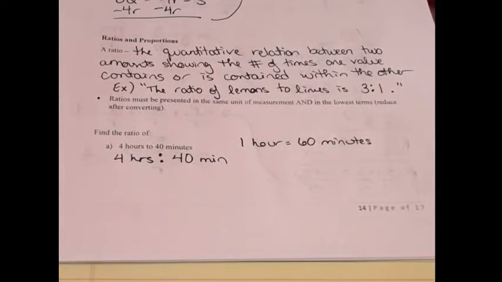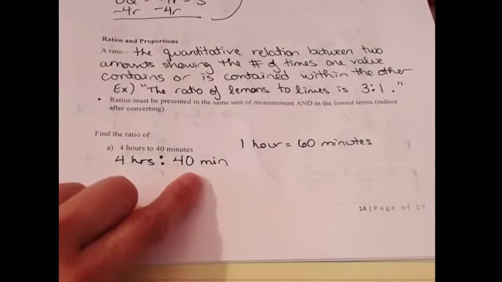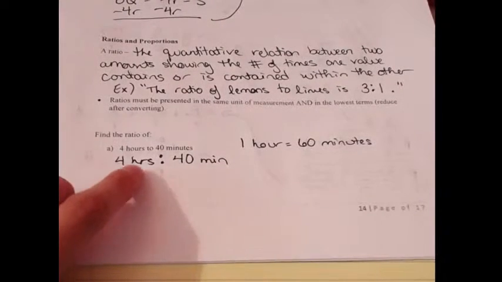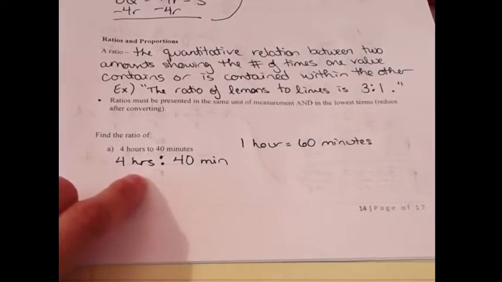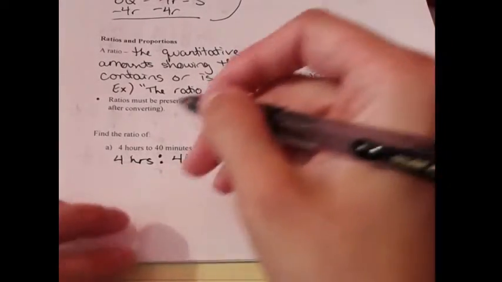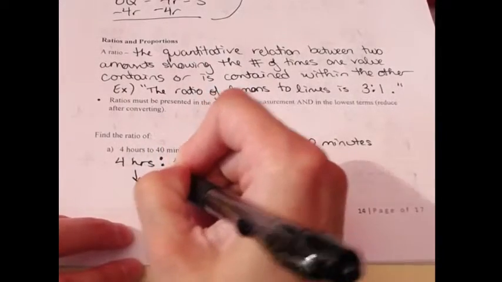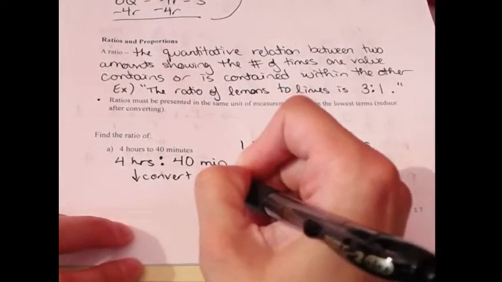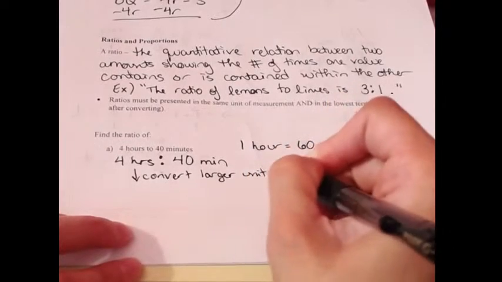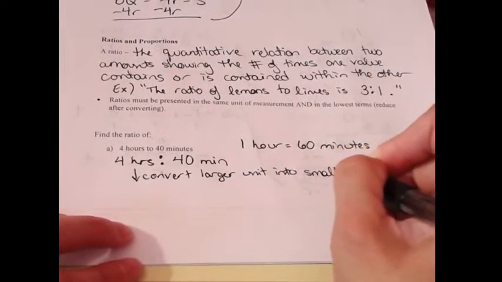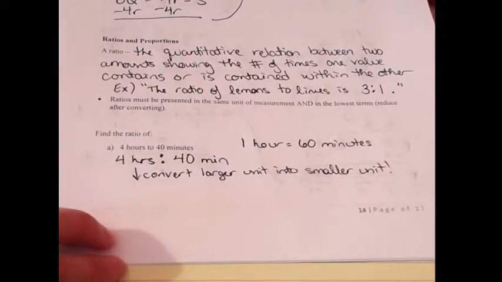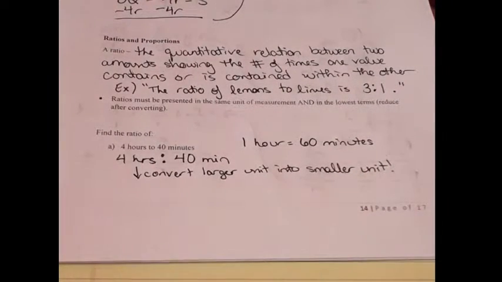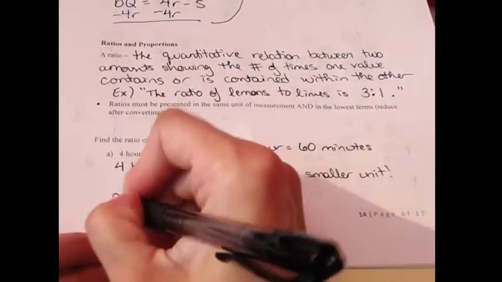Having said that, wouldn't it make sense to say, well, 40 minutes is part of an hour, so maybe I don't want to convert this to a decimal. I want to avoid that. So how about we say, well, how many minutes are in 4 hours? So I'm going to make a note here that says convert larger unit into smaller unit. So in 1 hour we have 60 minutes, in 2 hours we have 120 minutes, so in 4 hours we have 240 minutes.